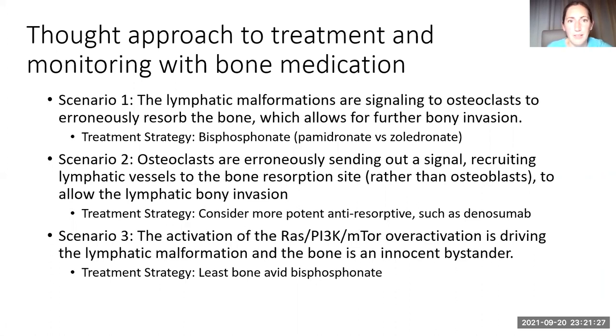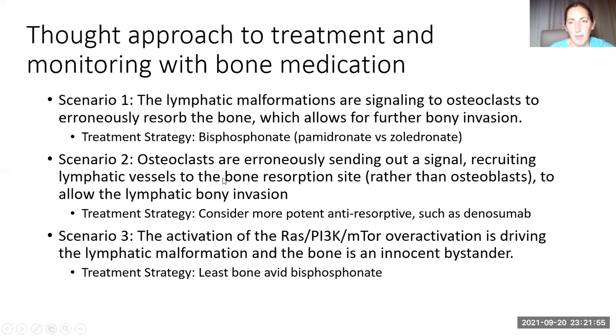If we think that the signal is coming originally from a lymphatic endothelial cell and signaling the osteoclast to erroneously resorb bone, then we probably just need to target an agent that will kill off those osteoclasts. So bisphosphonates seem like a very reasonable option, as they poison the osteoclasts and cause apoptosis or cell death. Examples of specific bisphosphonates would be pamidronate or zoledronate.